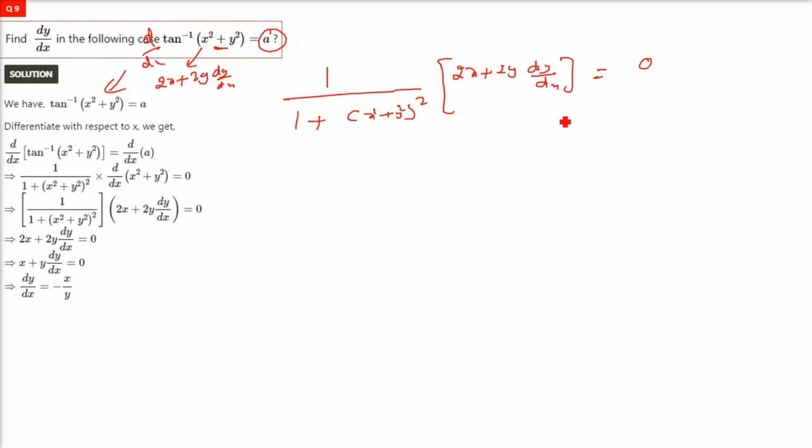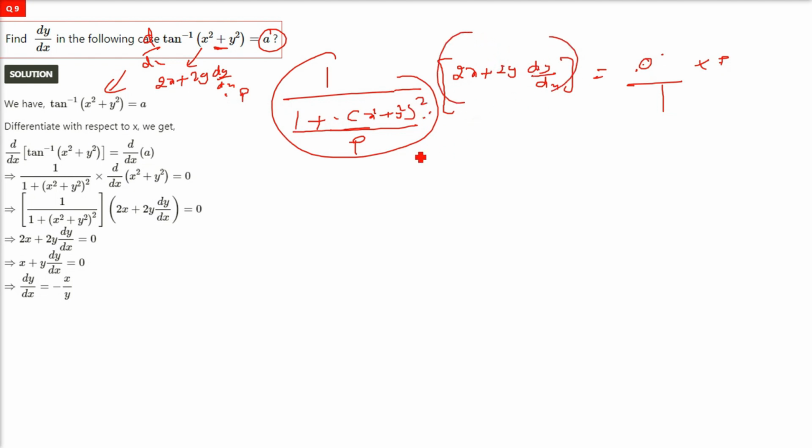Okay. Now what happens here is, take the cross multiplication. So this will be 1 plus (x square plus y square) whole square. This is going to be multiplied to 0. Or you can say that we can multiply both sides by 1 plus (x square plus y square) whole square. This we can do. So when we multiply this, this whole content will be a goner.